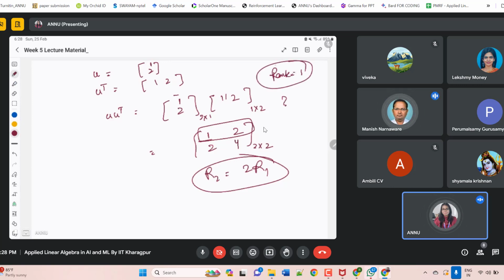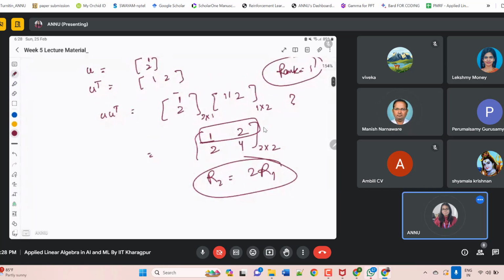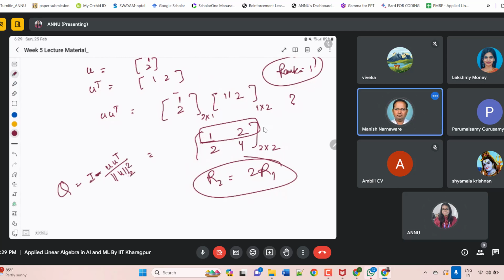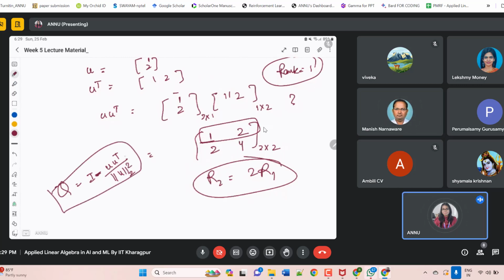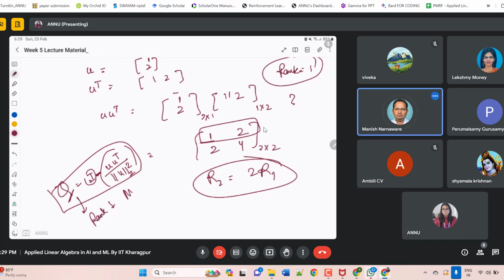This is very strange. Q is also rank 1? Yes, Q is also rank 1, because it is I minus 2UU transpose divided by the squared norm of U. Because this is rank 1, you cannot subtract with a different rank matrix. According to the property of addition and subtraction of matrices, this Q is also a rank 1 matrix. I hope this is clear.